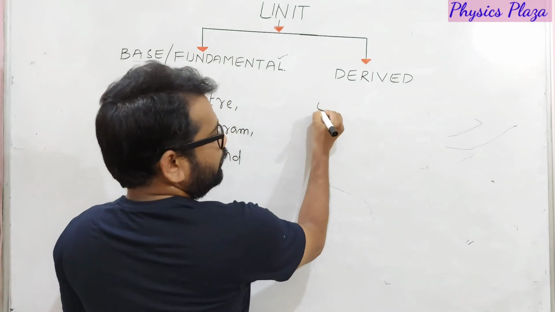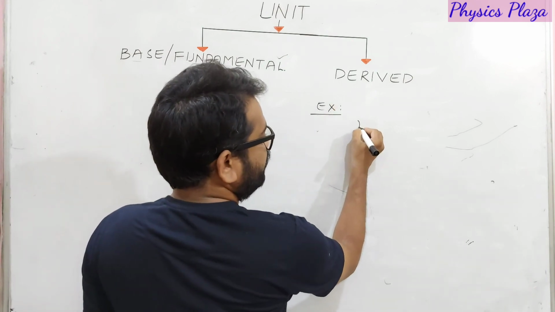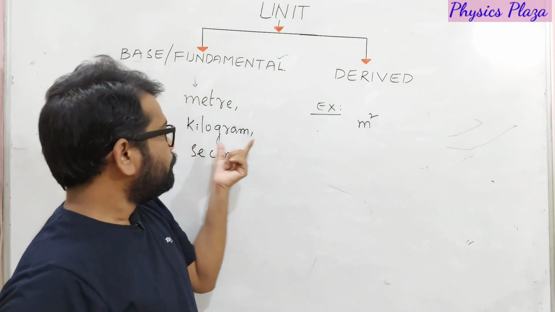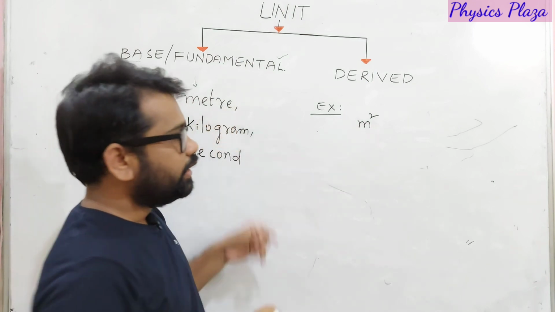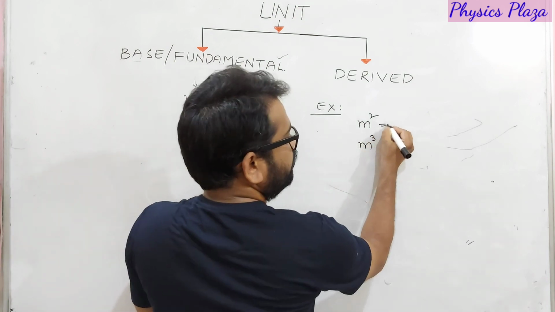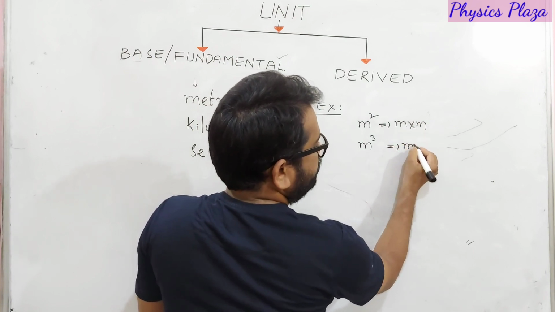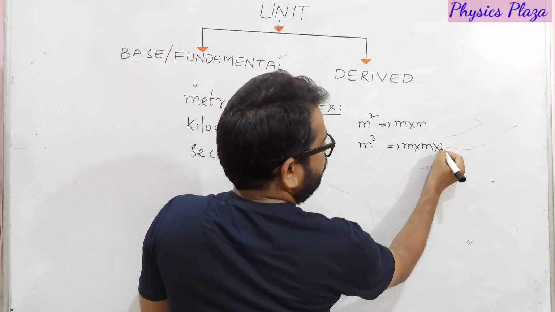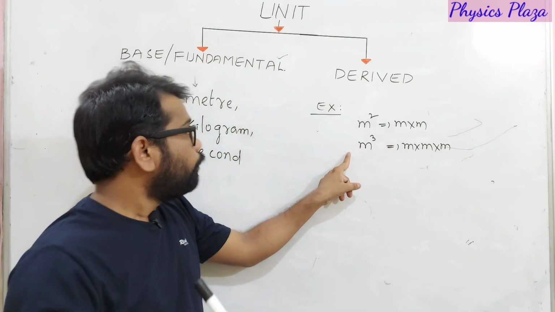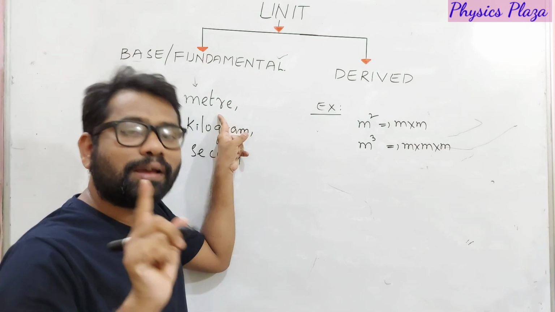For example, let us take the unit of area, which is meter square. The unit of area is meter square, so it is derived from meter. Even you can take the unit of volume, which is meter cube. It is meter into meter into meter. So these are the units which are derived from the fundamental unit meter. The fundamental unit of length is the meter.